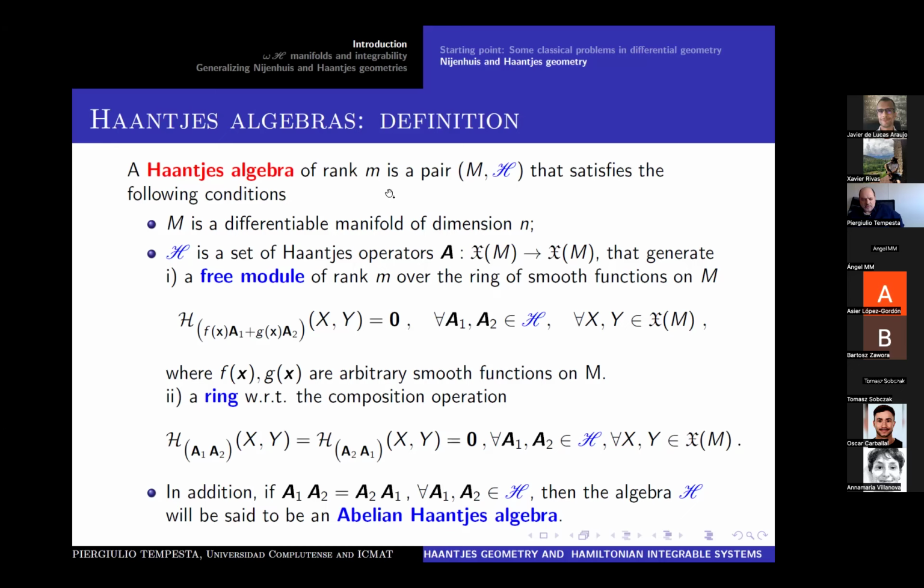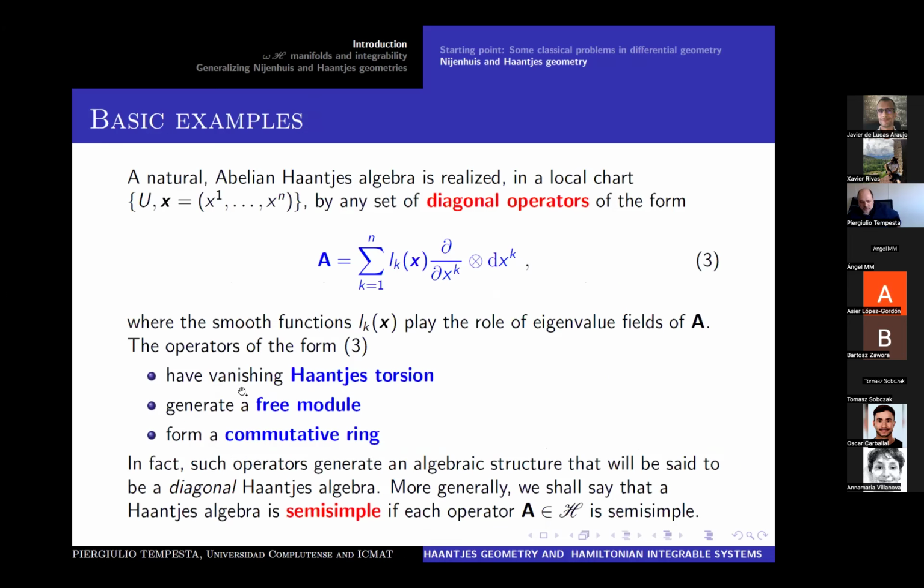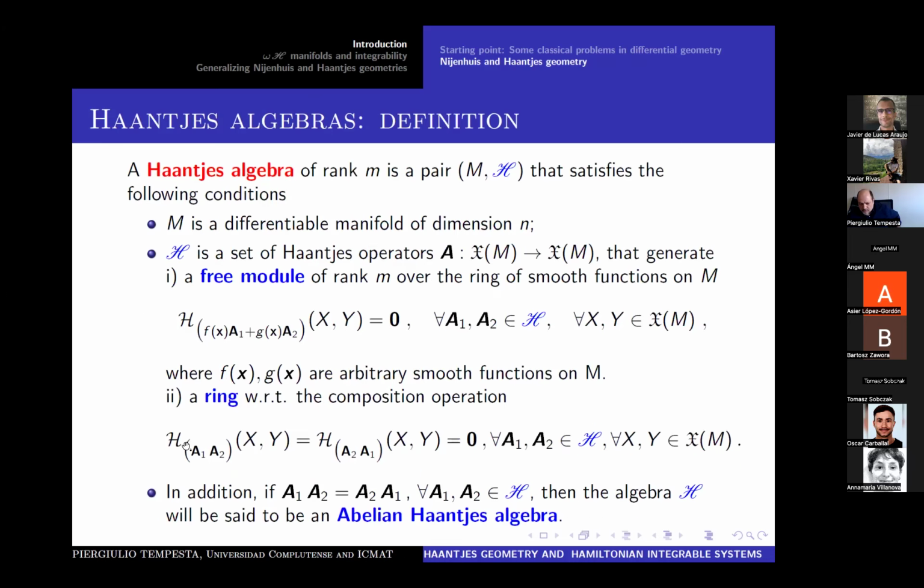A Haantjes algebra of rank M is essentially given by a differentiable manifold of dimension n, and a set of Haantjes operators which generate a free module of rank M, meaning that you can consider all these linear combinations, where A1 and A2 are Haantjes operators, and we assume that the linear combination with arbitrary coefficients is another Haantjes operator. So this is a definition. When this occurs, and also the product of two Haantjes operators is still a Haantjes operator, then we say that we have a Haantjes algebra.